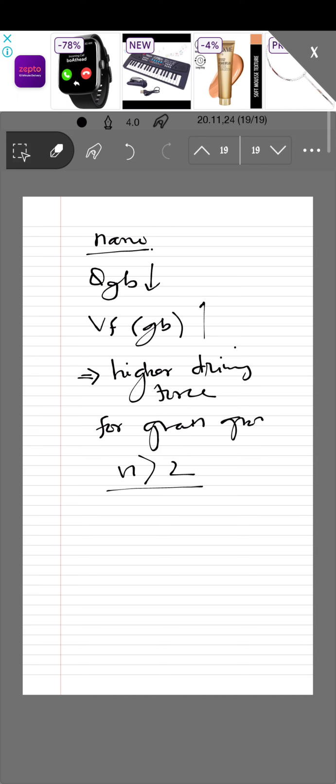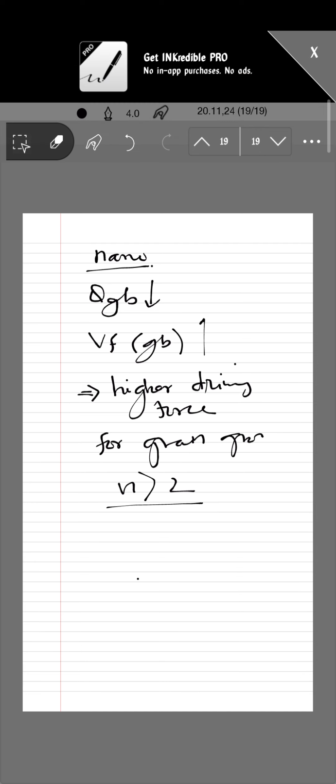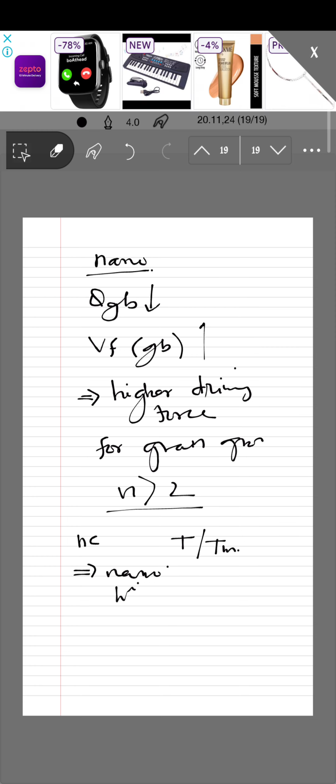And this also implies that nanocrystalline solids are much less stable. They cannot be made stable at the normalized temperature, that is T by Tm. So it also indicates that nanomaterials are not suitable for high temperature applications.